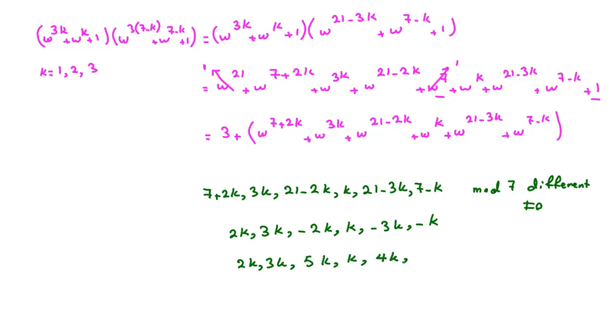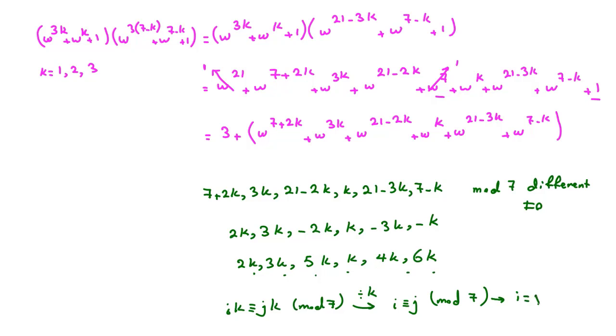7k minus this is 4k, and 7k minus this is 6k. So it will be k, 2k, 3k, 4k, 5k, 6k. We know if ik is congruent to jk mod 7, then you can divide both sides by k. And we know because k is 1, 2, 3, i is congruent to j mod 7 over gcd of 7 and k. The formula is this. gcd of 7 and k is 1, so it is this. So because i and j are from 1 to 6, i equals j, so contradiction. So all of them are different.